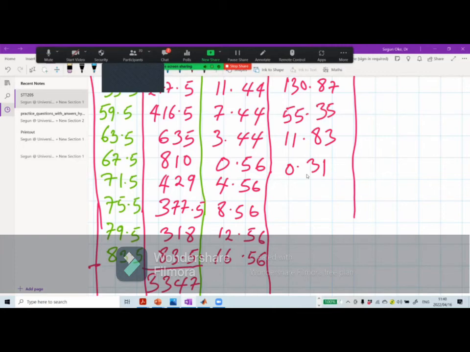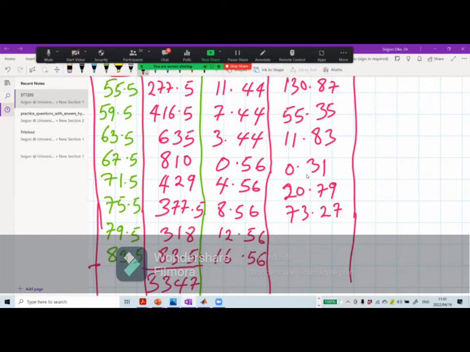It's good. At least you are doing it on your own too. Next, 4.56 squared is 20.79. Next, 73.27. Next, 157.75. And 274.23.